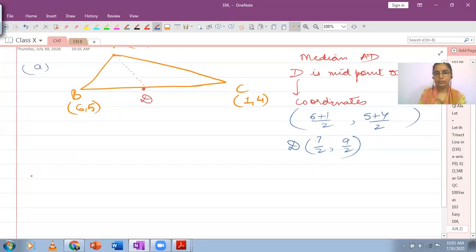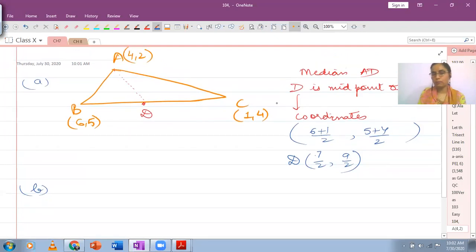Then further they are saying that on AD, so you can draw AD as such, you can mark it in the figure if you want. Right here, there is a point P and you want to find its coordinates. The ratio between these two parts is 2:1. This is what you have. But it looks a little complicated there.